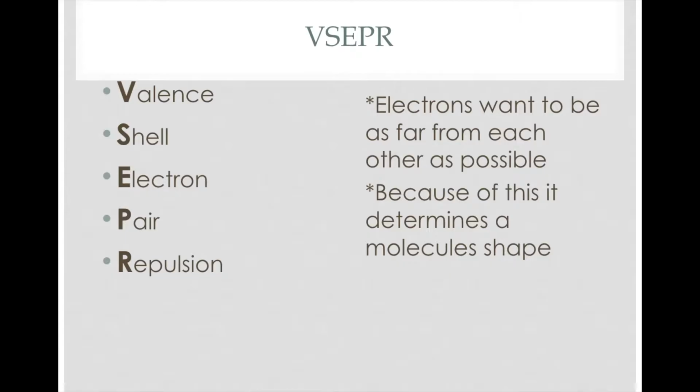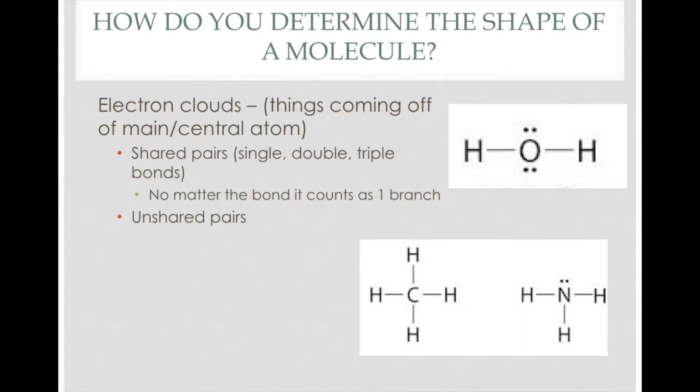Because of that, it gives the molecule a 3D shape. So how do we figure that out? Well, we look first to see the shared pairs versus the unshared pairs. So we have to draw our Lewis structure first, to see what's paired and what's not. Then we have to check the central atom. It's only the central atom that matters to determine the shape. So a shared pair could be a double bond, a single bond, or a triple bond.